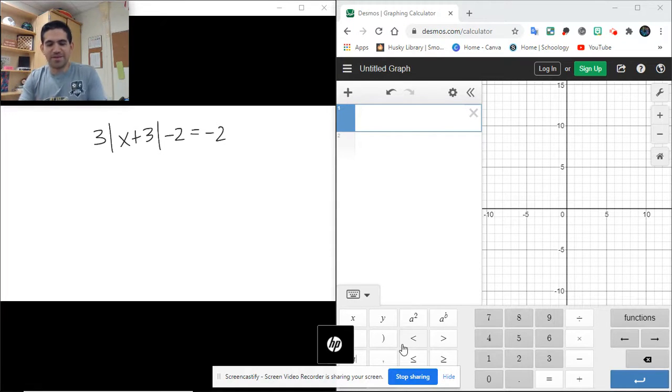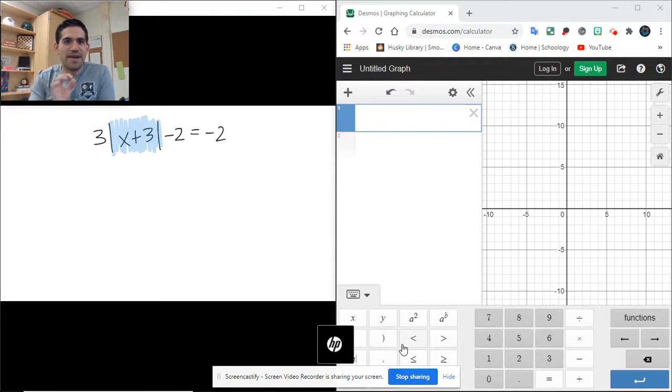So if you look at this scenario, we have 3 absolute value of x plus 3 minus 2 equals negative 2. Remember that the first and most important thing to do is to make sure that we leave this part by itself. We want to isolate the absolute value. We cannot remove the absolute value lines when there's stuff around it. So we first got to get rid of the negative 2 and the 3 so we can leave it by itself and then separate into the negative and the positive.